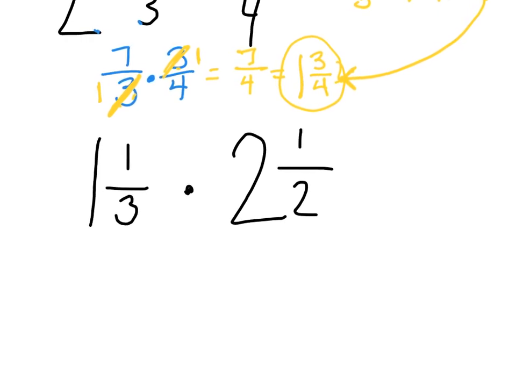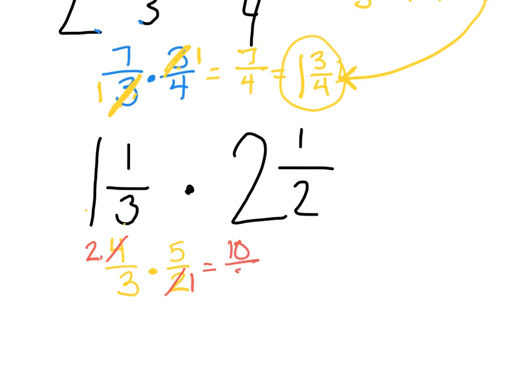All right, this last one, 1 1/3 times 2 1/2. Turn 1 1/3 into 4/3 and 2 1/2 into 5/2. If I'm looking to see if there's anywhere I can simplify, I'm seeing that I can simplify again on a diagonal. So 4 and 2 are both divisible by 2. If I divide each of those by 2, I get 2 and 1, and then I can multiply. 2 times 5 is 10, 3 times 1 is 3. 10/3 is an improper fraction. 3 goes into 10 3 times, with 1/3 left over.